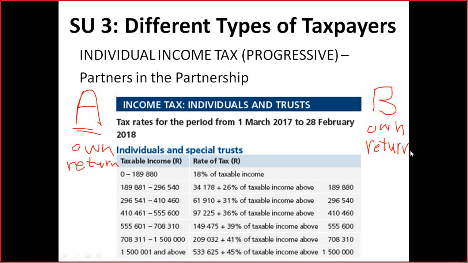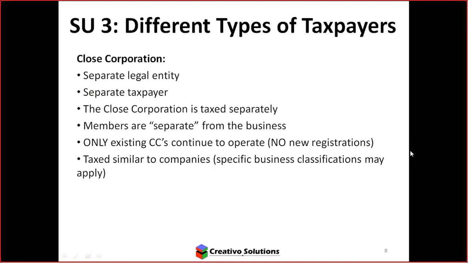Okay, so sole proprietor and partnership: the partnership and the sole proprietorship don't pay separate tax. Who has to pay the tax? Who gets the burden? It's the actual individual. So it's the owner, it's the partners. Does that make sense? Yes, that does. Okay. All right, now we've got a closed corporation.